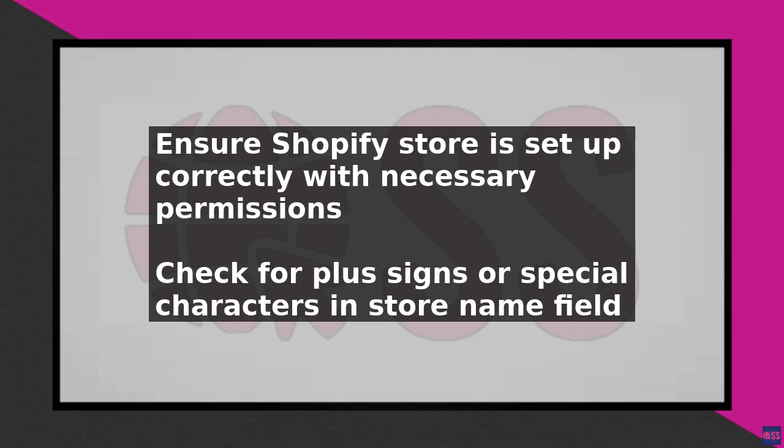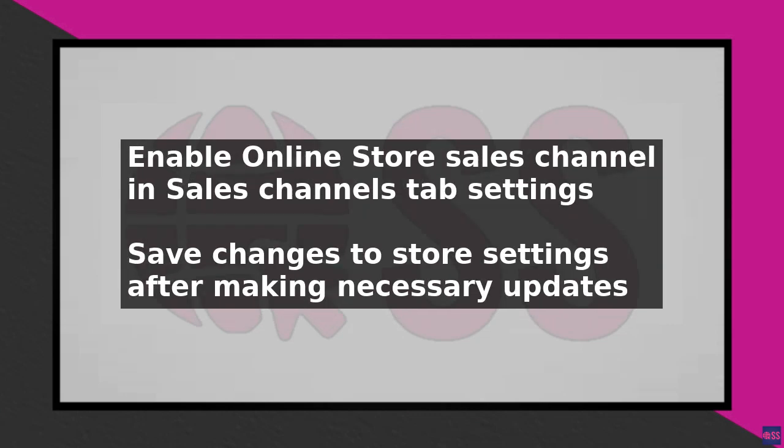If you see the error message, this app isn't compatible with your store on Shopify, it may be due to your store not being public or your store using a plus sign in its name. To resolve this issue, go to your Shopify admin panel and click on Settings, then click on Store Settings. In the store name field, make sure there are no plus signs or special characters in your store name. If there are, remove them and save the changes.